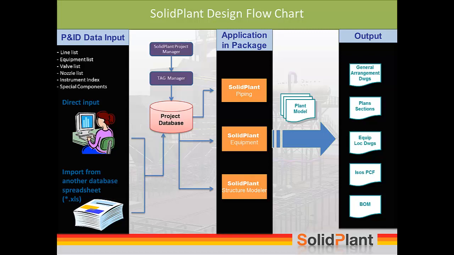In the 3D design, the model project is divided into three major features: piping, equipment, and structure modeler. Now we are able to design our 3D plant with advanced routing and editing features for efficient and quality work. From the 3D model, we can produce general arrangement drawings, plant sections, equipment location drawings, and finished isometric drawings. And also we can generate bills of materials and piping isometric drawings in PCF format.